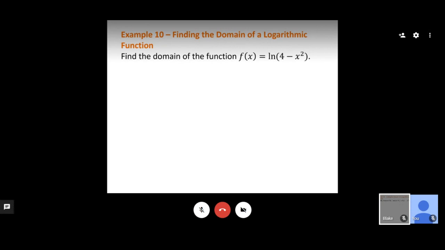All right. So let's take a look at this one. We've got the natural log of 4 minus x squared. We want to find the domain of this function. If you remember what we've looked at so far with logarithms in general, what do we know about the domain of a logarithm? If you just had a basic log, natural log, base 2 log, whatever, what do we know about its domain?